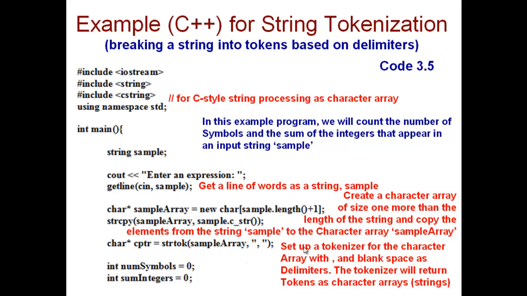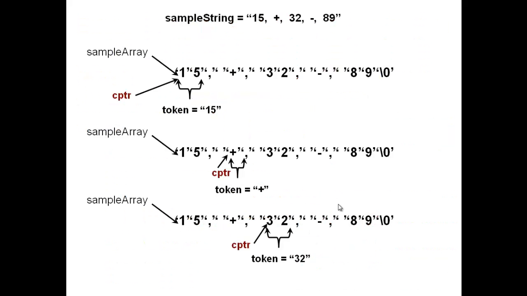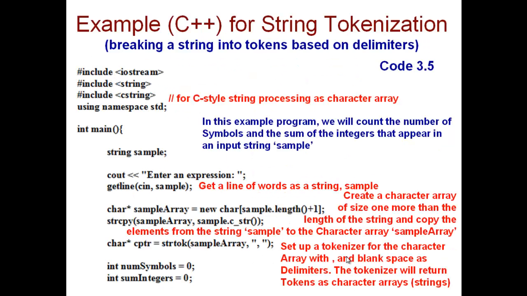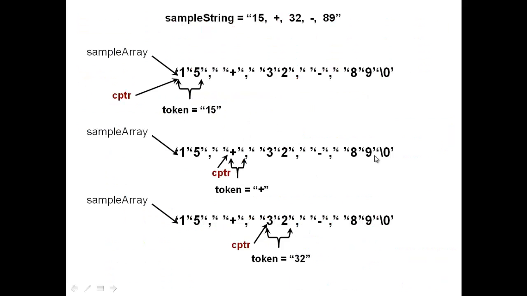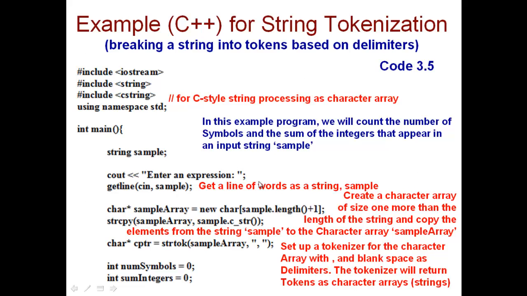Last time, as I said, when you represent a string as a character array, it becomes like C-style string processing. So we need to create one more character space to include the \0. That will be the last character of the character array representing a string. That's why we say +1 here. So that's the size of the array. We use a pointer, so sampleArray is a pointer to a character array.